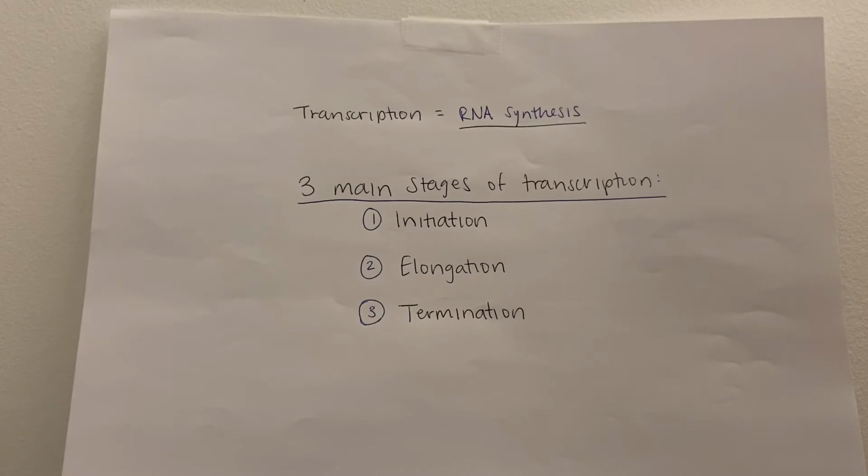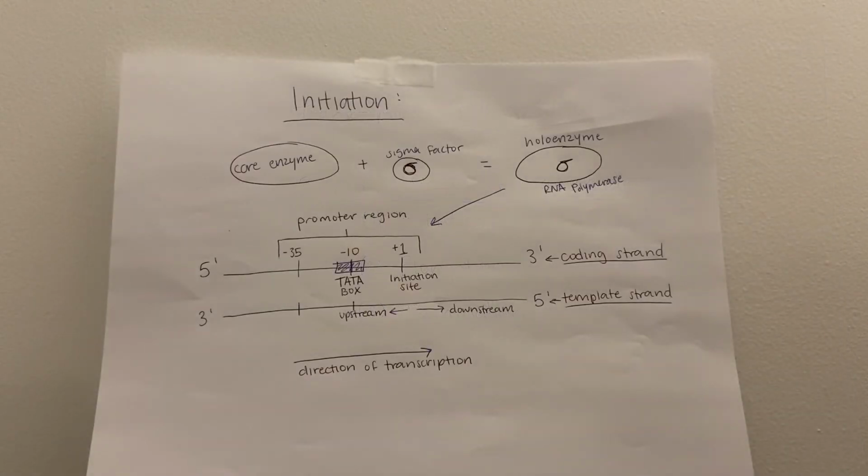There are three main stages of transcription: initiation first, then elongation, and finally termination. During initiation of transcription, the core enzyme and the sigma factor will bind to create a holoenzyme called RNA polymerase, which I have drawn out above the DNA double strand. This is important because this is the enzyme that is responsible for unwinding the DNA double helix so that RNA polymerase can access the genes that need to be transcribed.